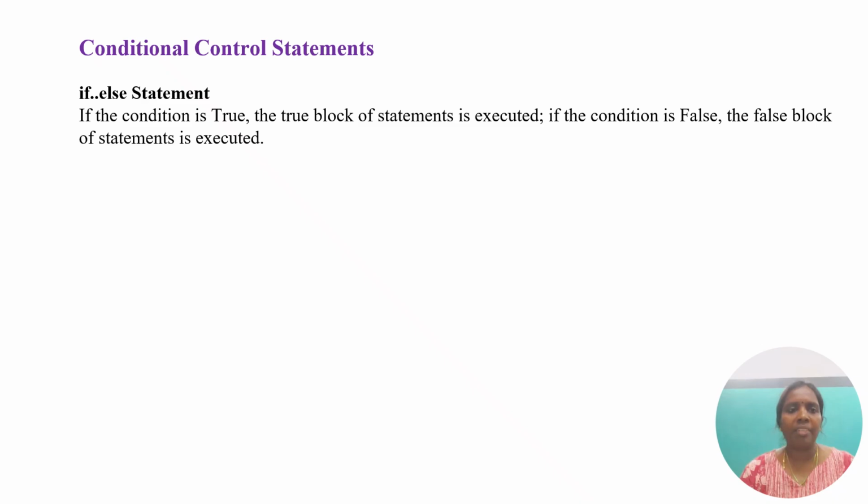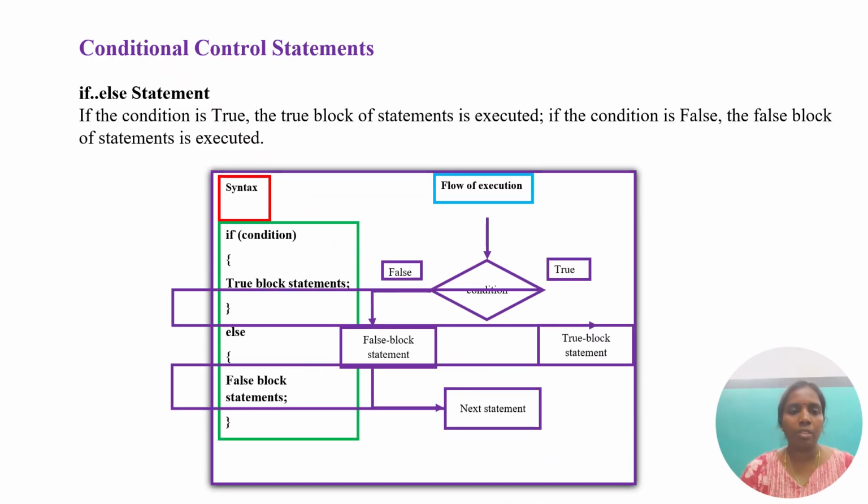The next statement is the if else statement. If the condition is true, the true block will be executed, else the false block will be executed. This is a basic structure showing the if else statement. The syntax is, if you have some condition inside, the true statement block will be executed, else the false statement block will be executed. This is a flowchart showing the simple if else statement. Flow of execution: some condition is there. If the condition is true, the true block will be executed, else the false block will be executed, and then go to the next statement.